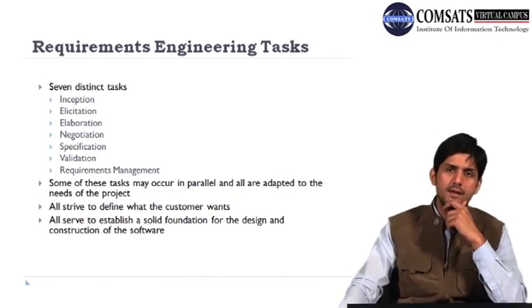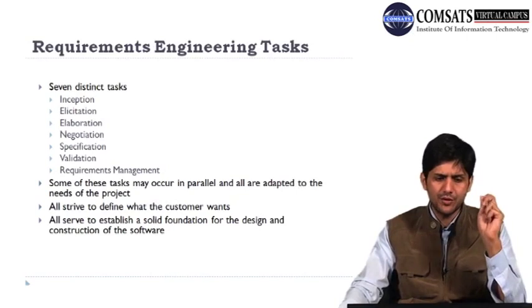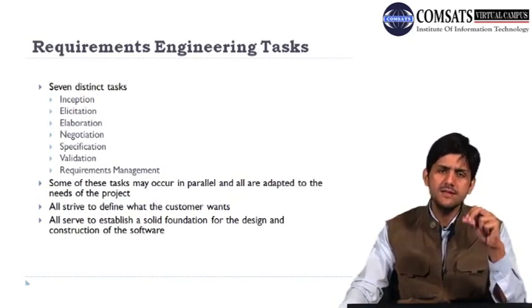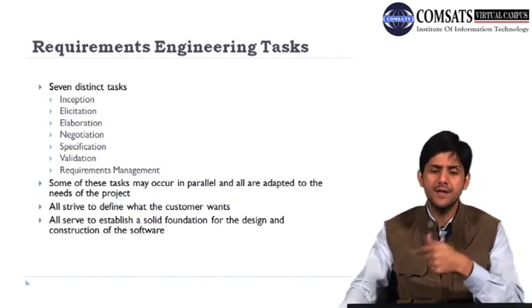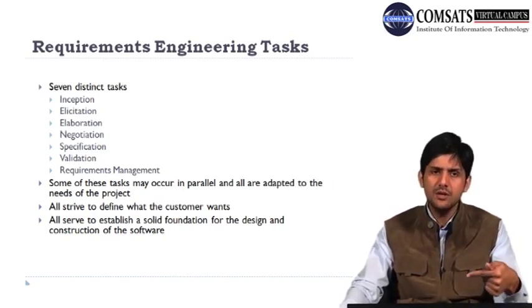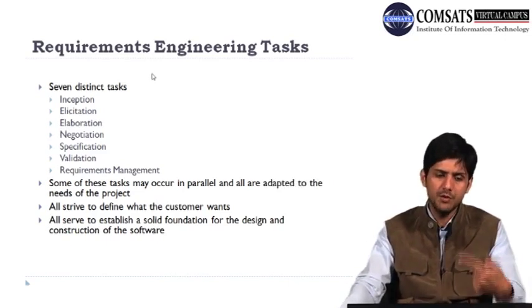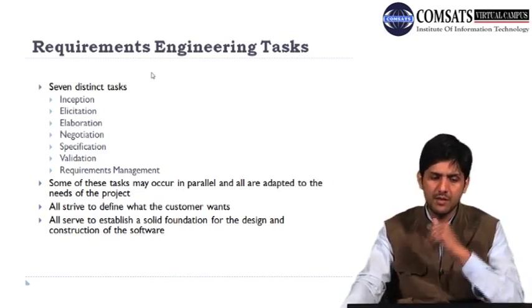So what are the different tasks in requirement engineering? As I said in the outline portion of this lecture, there are 7 distinct tasks in a requirement engineering process. The first one is inception, then elicitation, elaboration, negotiation, specification, validation and requirement management. We are going to briefly talk about each one of them in coming slides.